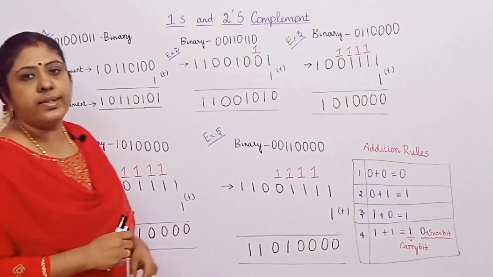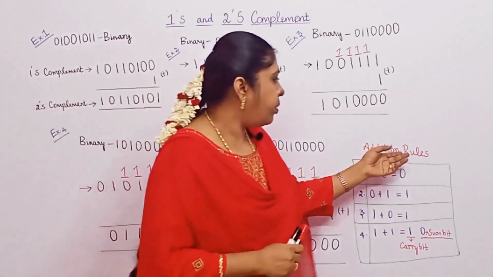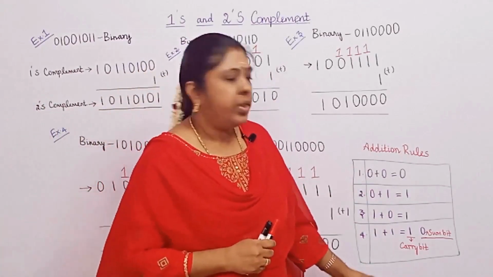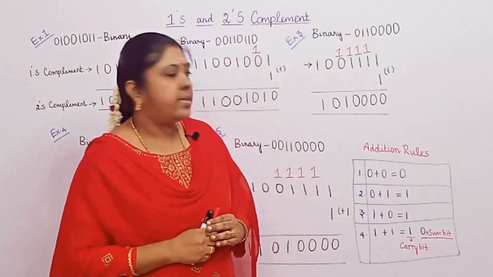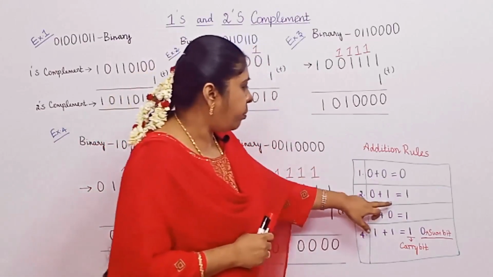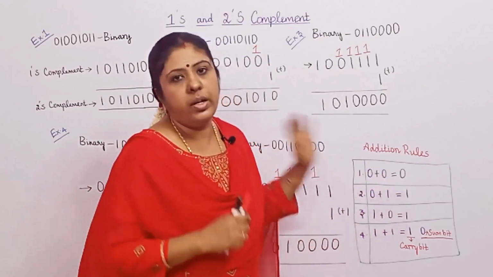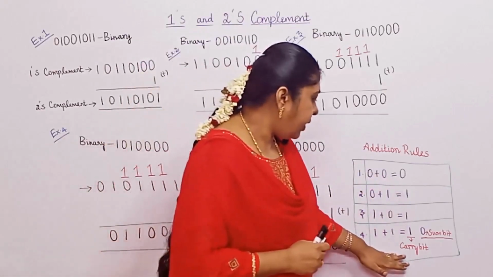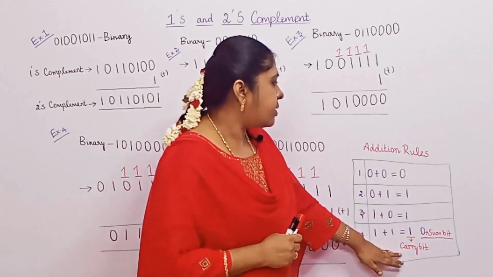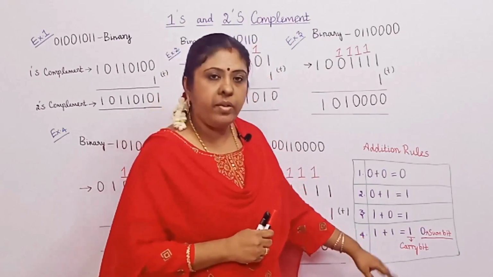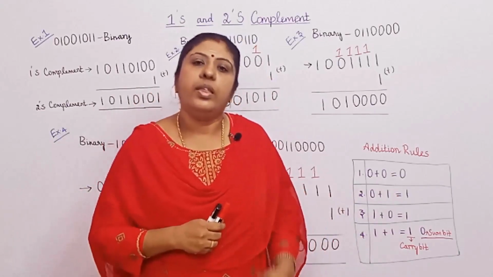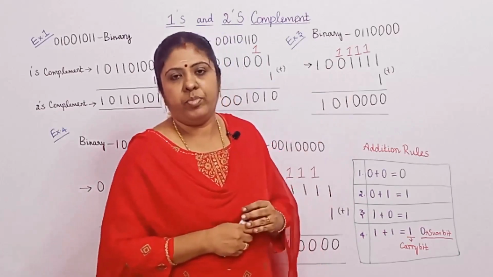Now before moving on to example 2, you want to know about the simple binary addition rules. Here we have 4 rules. The first 3 rules are as common as decimal addition rules, that is 0 plus 0 equals 0, 0 plus 1 equals 1, 1 plus 0 equals 1. Everything is common. We have to consider the last rule, that is 1 plus 1 equals 10. I had already discussed binary addition in my previous video. If you want to know more in depth about binary addition, check my previous video. The link will be given in the i button.